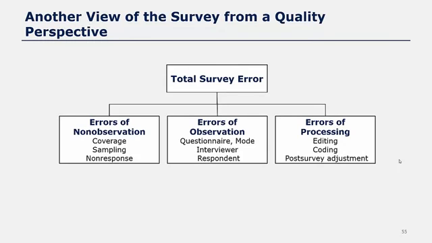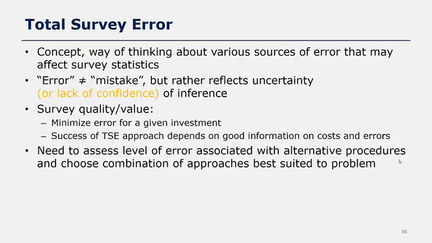Stepping back quickly from the notation, another way to look at these different error sources would be looking at the total survey error as one that groups the errors into errors of non-observation, errors of observation, and errors of processing. Coverage, sampling, and non-response would be errors of non-observation. Questionnaire, mode, interview, and respondent would be errors of observation. And then errors of processing are those of editing, coding, and post-survey adjustment. So there are various ways to think of that.